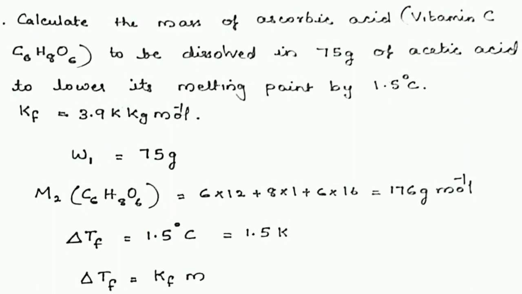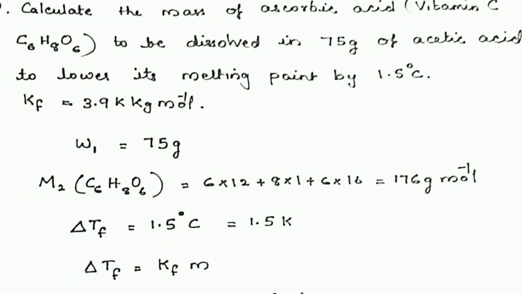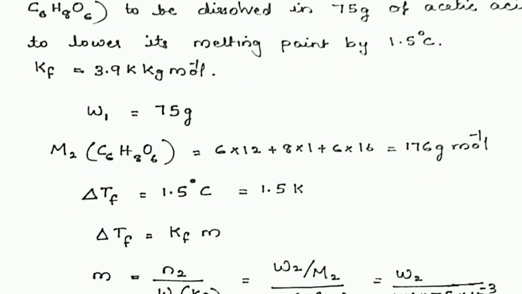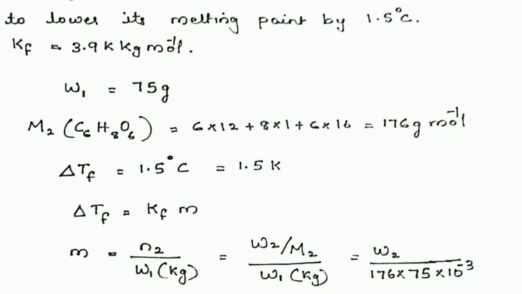So W2 is what we have to find out, and W1 is given as 75 gram. Here it lowers its melting point by 1.5 degrees Celsius, so delta TF is given as 1.5 degrees Celsius. Delta TF is the depression in freezing point, and since we are doing all the calculations in Kelvin scale, we have to convert that into Kelvin.